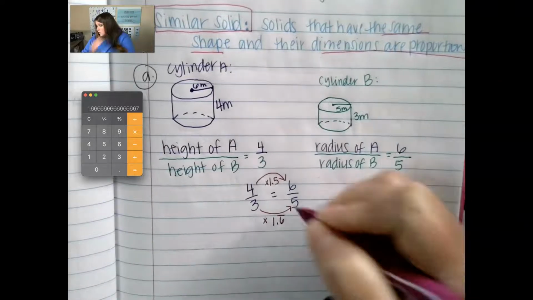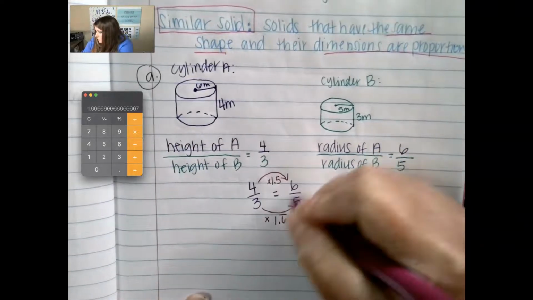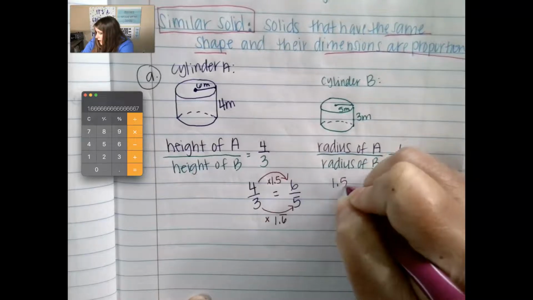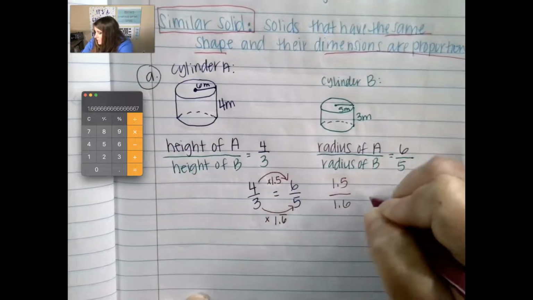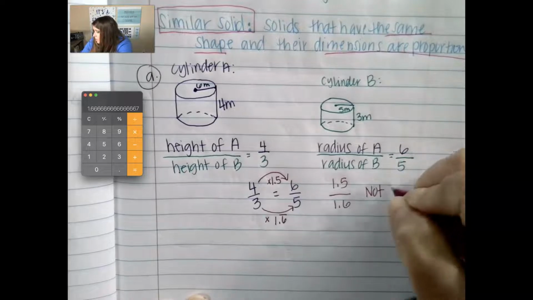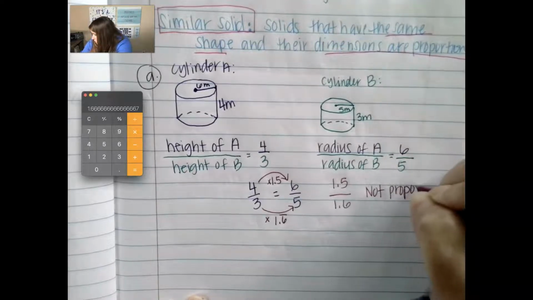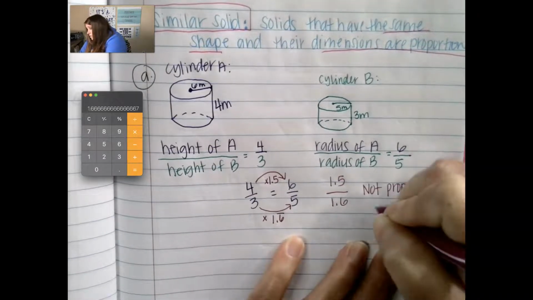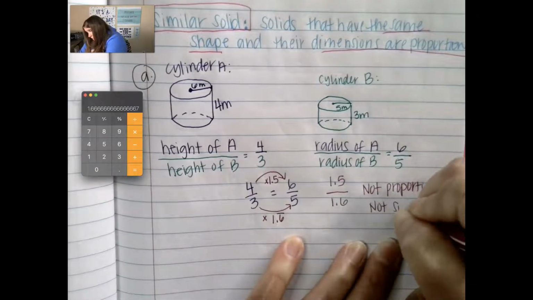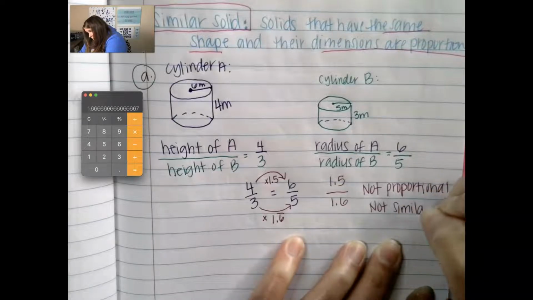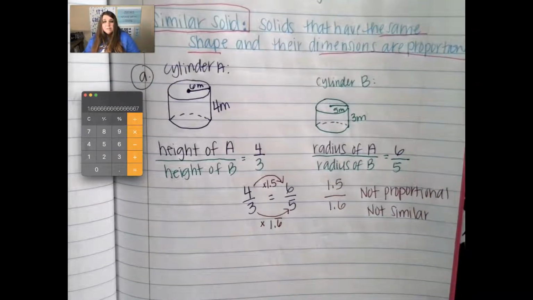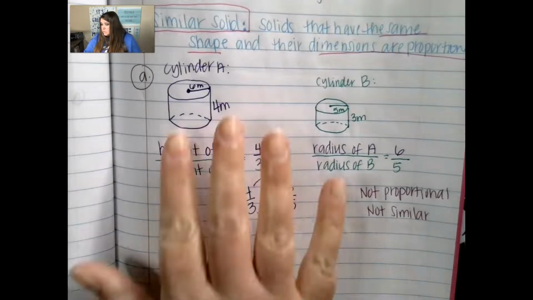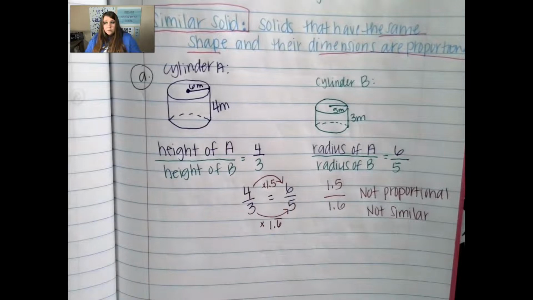So because the multipliers in this relationship, 1.5 and 1.6, are not the same, this is said to be not proportional, which means that these are not similar. They do not have similar dimensions. So these two cylinders here are not proportional, and they are not similar.